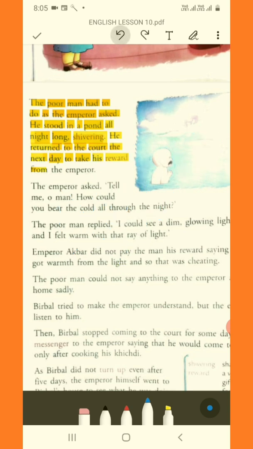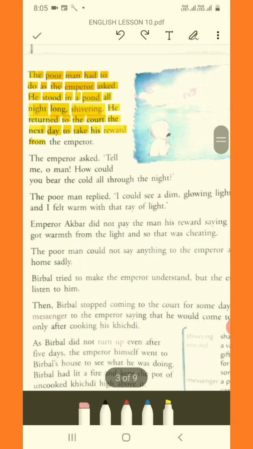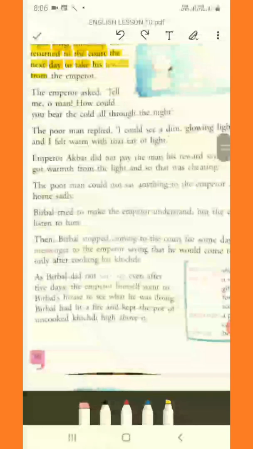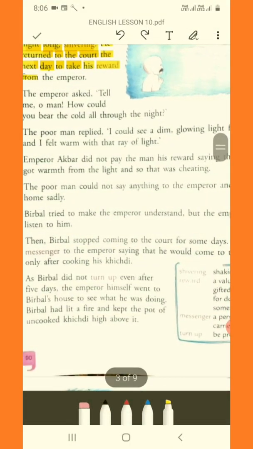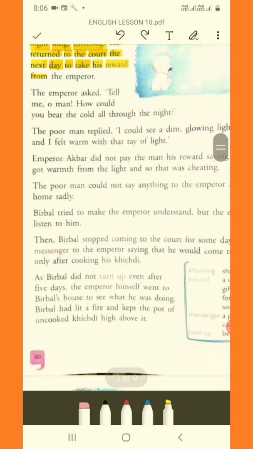Right. So what do you think? Akbar will give him the money straight away, right? Will he give it or not? Since the man has completed his day, he is supposed to receive the reward, right? But in this case, will he receive it, or will he not? Let's find out.